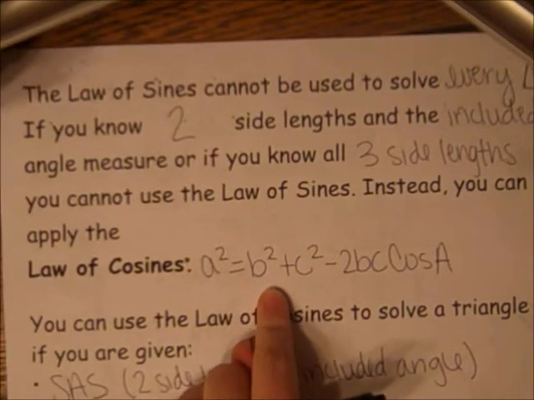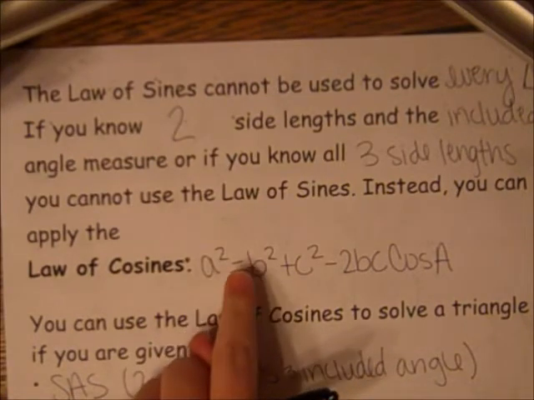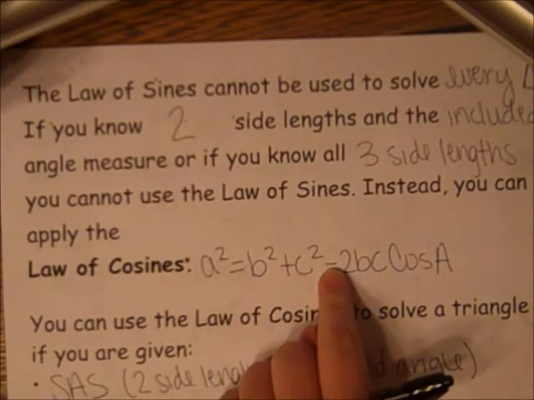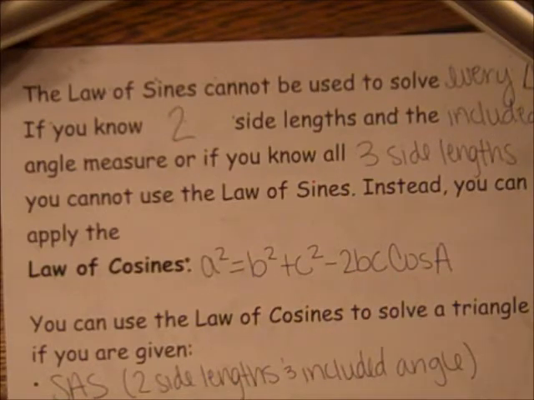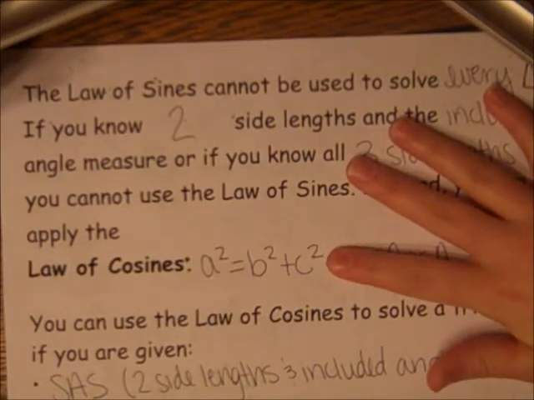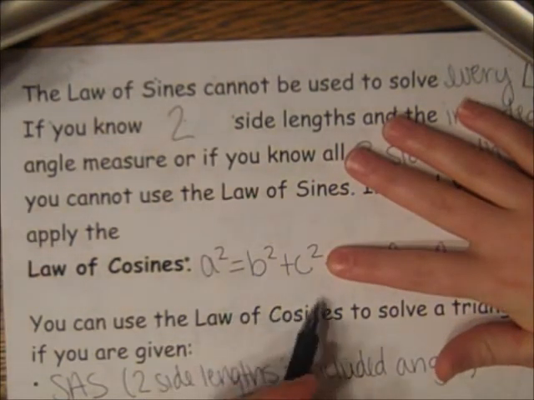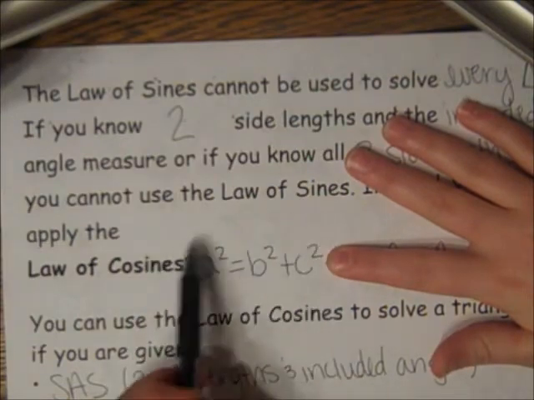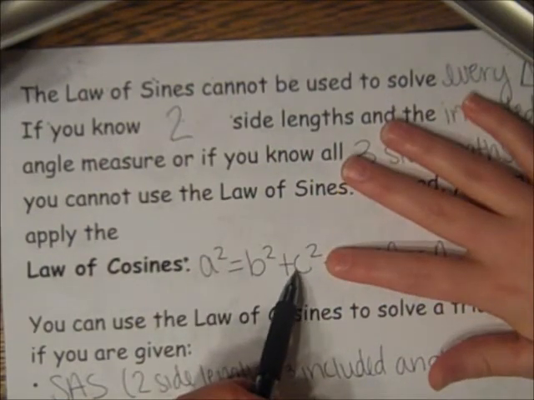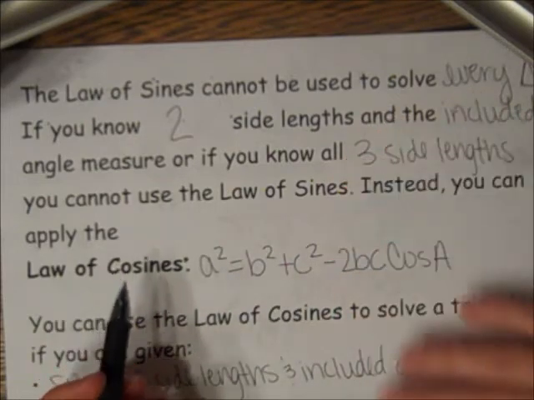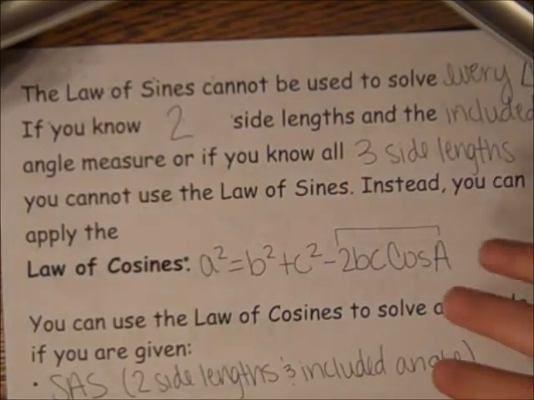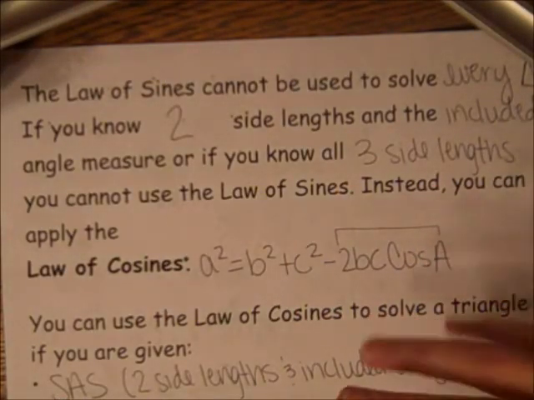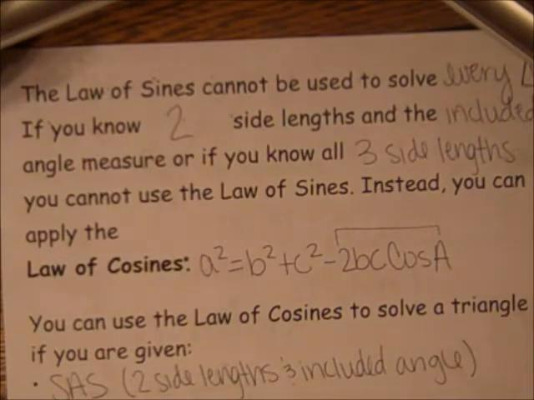So this is your formula for law of cosines: a squared equals b squared plus c squared minus 2bc times the cosine of A. You can tell that law of cosines is actually derived from the Pythagorean theorem. If you cover up this nonsense right here, you see that this is just the Pythagorean theorem. And you know that the Pythagorean theorem only works with right triangles. So basically this little minus 2bc cosine of A adjusts your answer for triangles that are not right triangles. But you know how to do the Pythagorean theorem, so this is just a little bit of a twist on it.